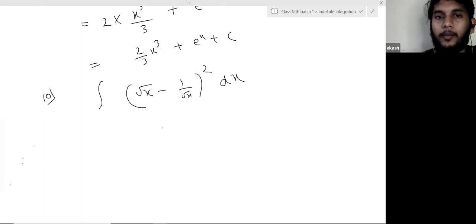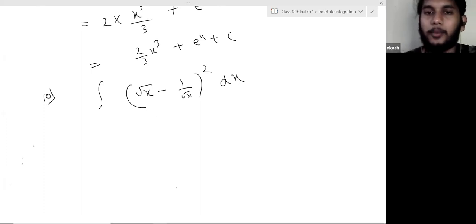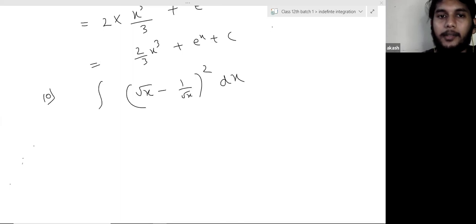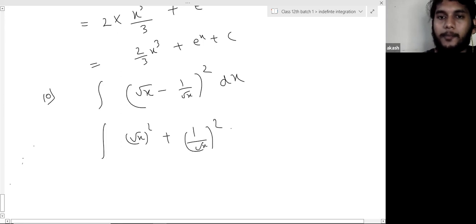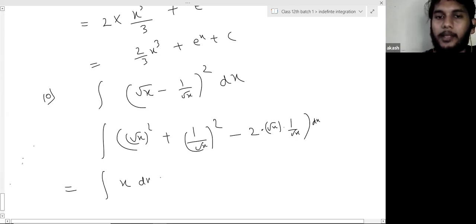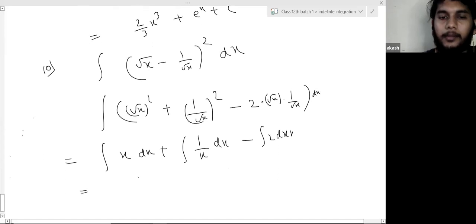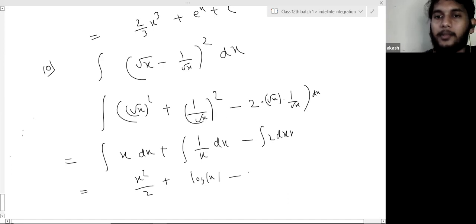All right. What you can do here, you can just use the (a minus b) whole square formula and you'll get the answer. So integration of root x square plus 1 by root x square minus 2 into a into b into dx. So this is integration of root x whole square, which is x dx, plus integration of 1 upon x dx minus integration of 2 dx. So this is x square by 2 plus log of mod x minus 2x plus c.